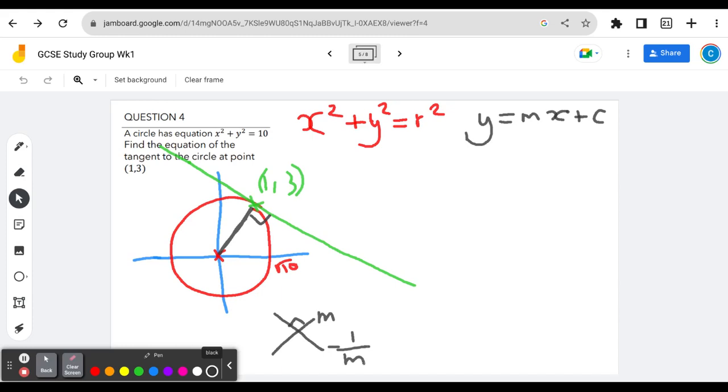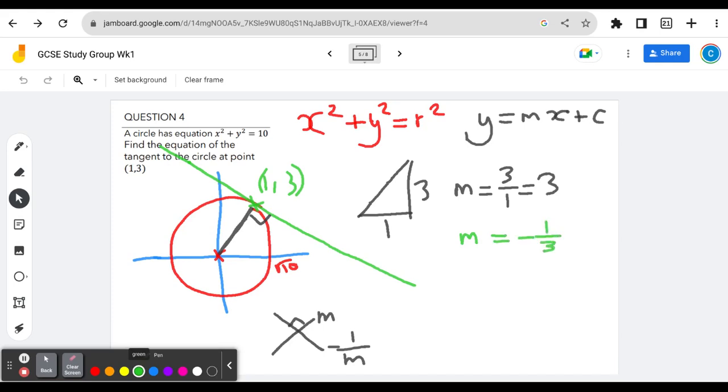So what I'm going to do is find the gradient of my black line. Now the gradient of my black line, if I draw a little right angle triangle, because of the coordinate, I can see that it will be 1 across and 3 up. So the gradient, I'm going to call the gradient m, equals change in y over the change in x, which is 3. That's the gradient of my black line. So that means the gradient of the line I'm interested in would be the negative reciprocal of that, negative 1 over 3.